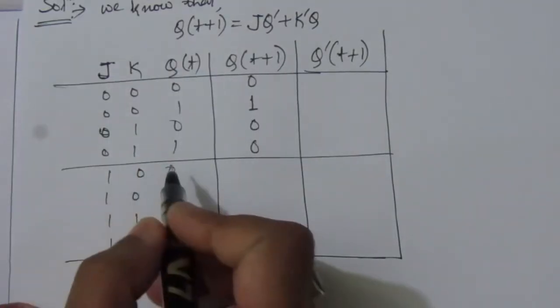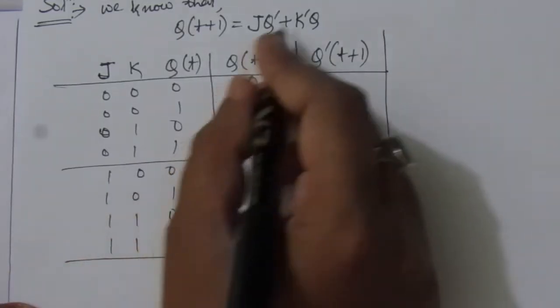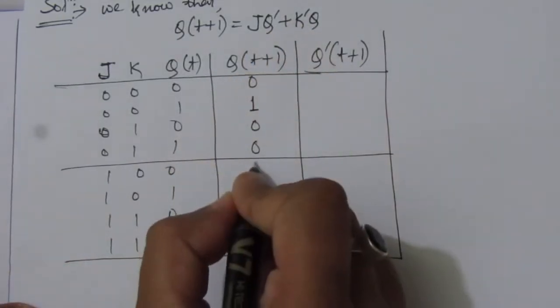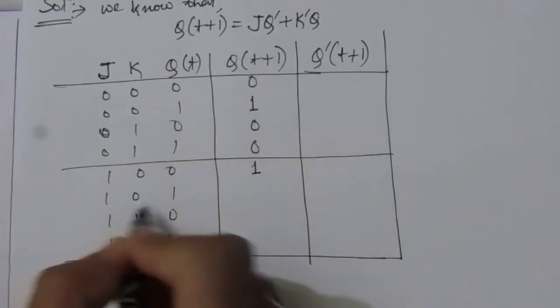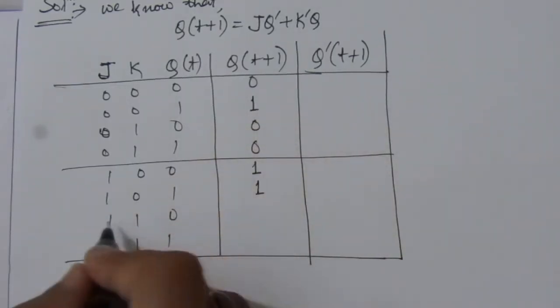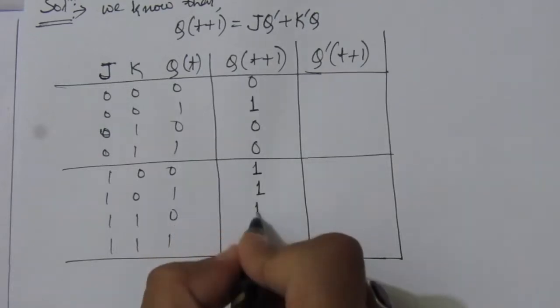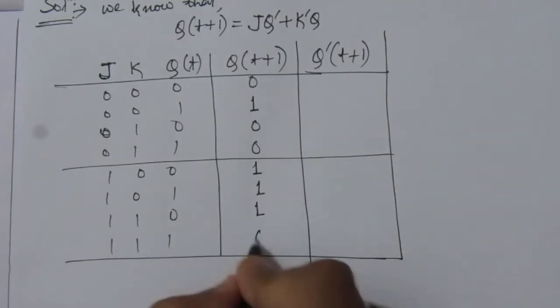Next we have 1 0 0. J into Q complement will be 1. If any one of these terms is 1, the output will be 1. Then we have 1 0 1, J Q complement is 0 and K bar Q is 1. Then we have 1 1 0, J Q complement is 1. Then J Q complement is 0, because Q complement will be 0 and K bar will be 0 here again, so it will be 0.